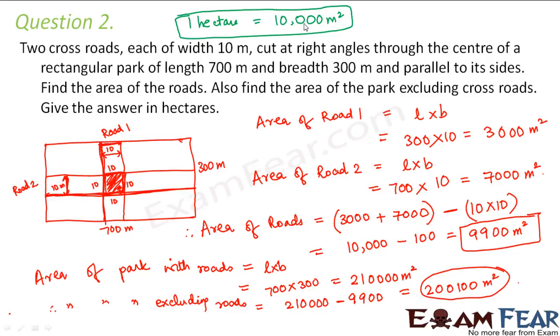So if 1 hectare is equal to 10,000 meter square, that means this many meter square would be equal to how many hectares? So you will divide this by 10,000. So this divided by 10,000. So what is the value that you get? You get 20.01 hectares. So this would be the answer.